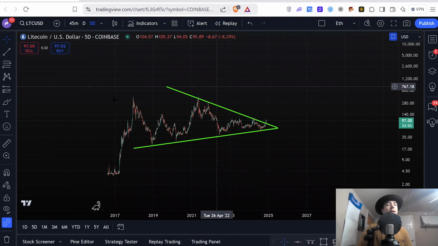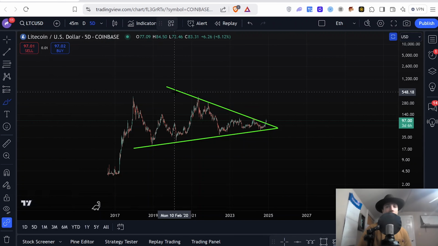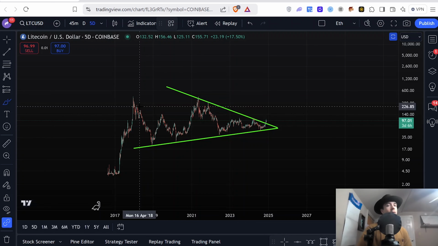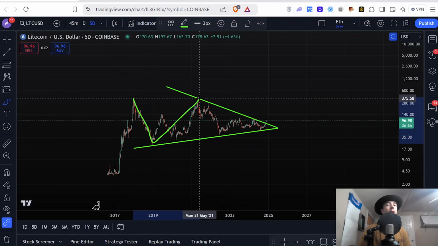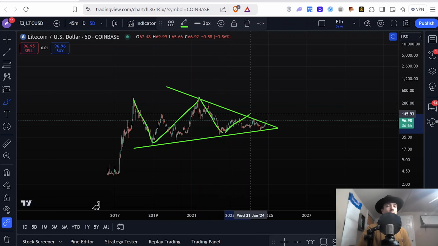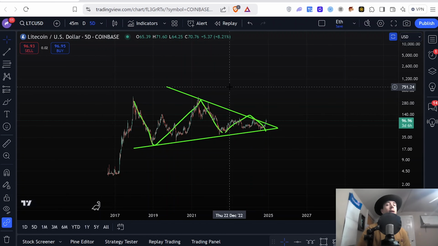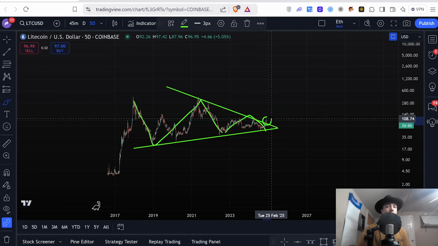All right, so Litecoin, we're starting off here on the 5-day candlesticks. And the very first thing we're going to talk about is this massive triangle in the bigger time frame here. As you can see, Litecoin has been forming a triangle for quite some time now. We have this huge bullish triangle on Litecoin that took multiple years to form. So I really like this setup here with Litecoin. What you can expect from here is a lot more upside based on the breakout of this triangle.